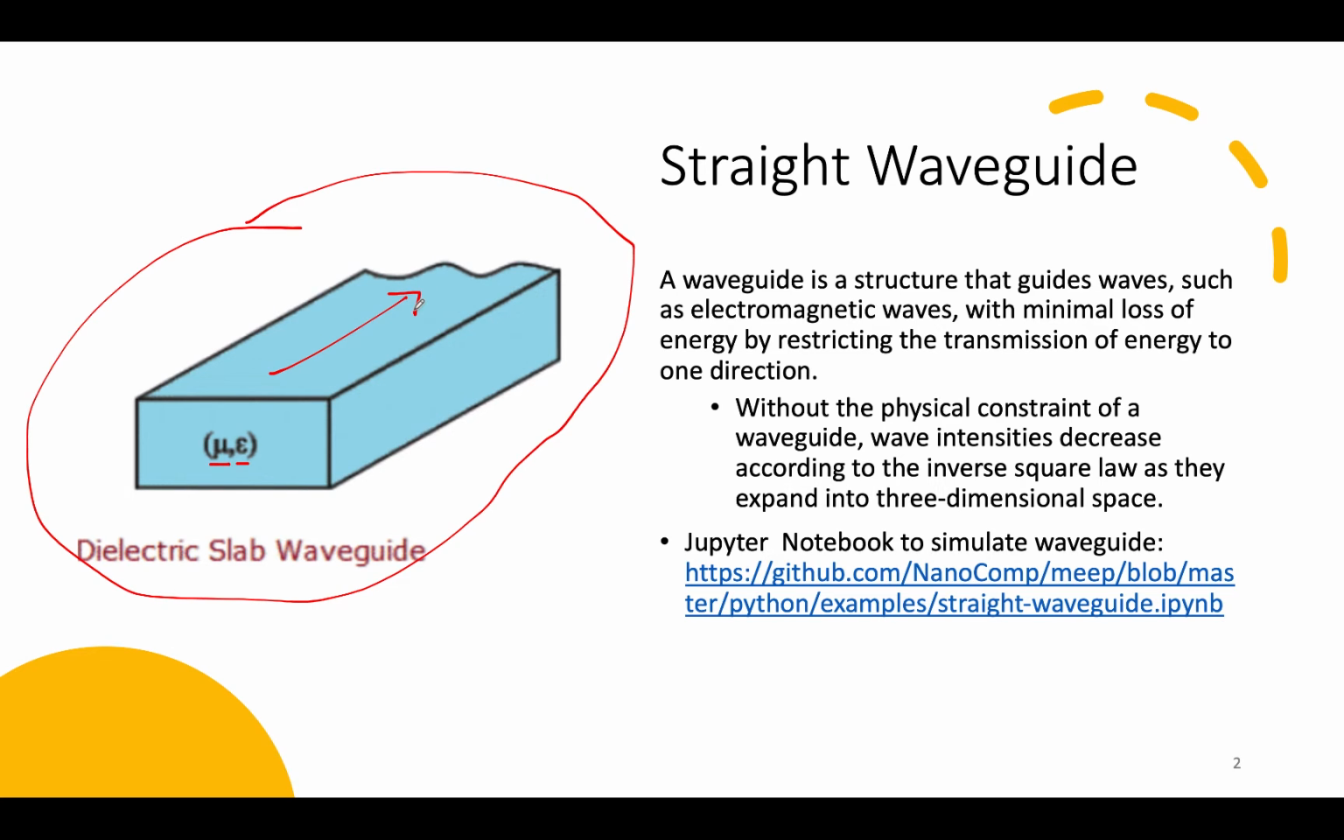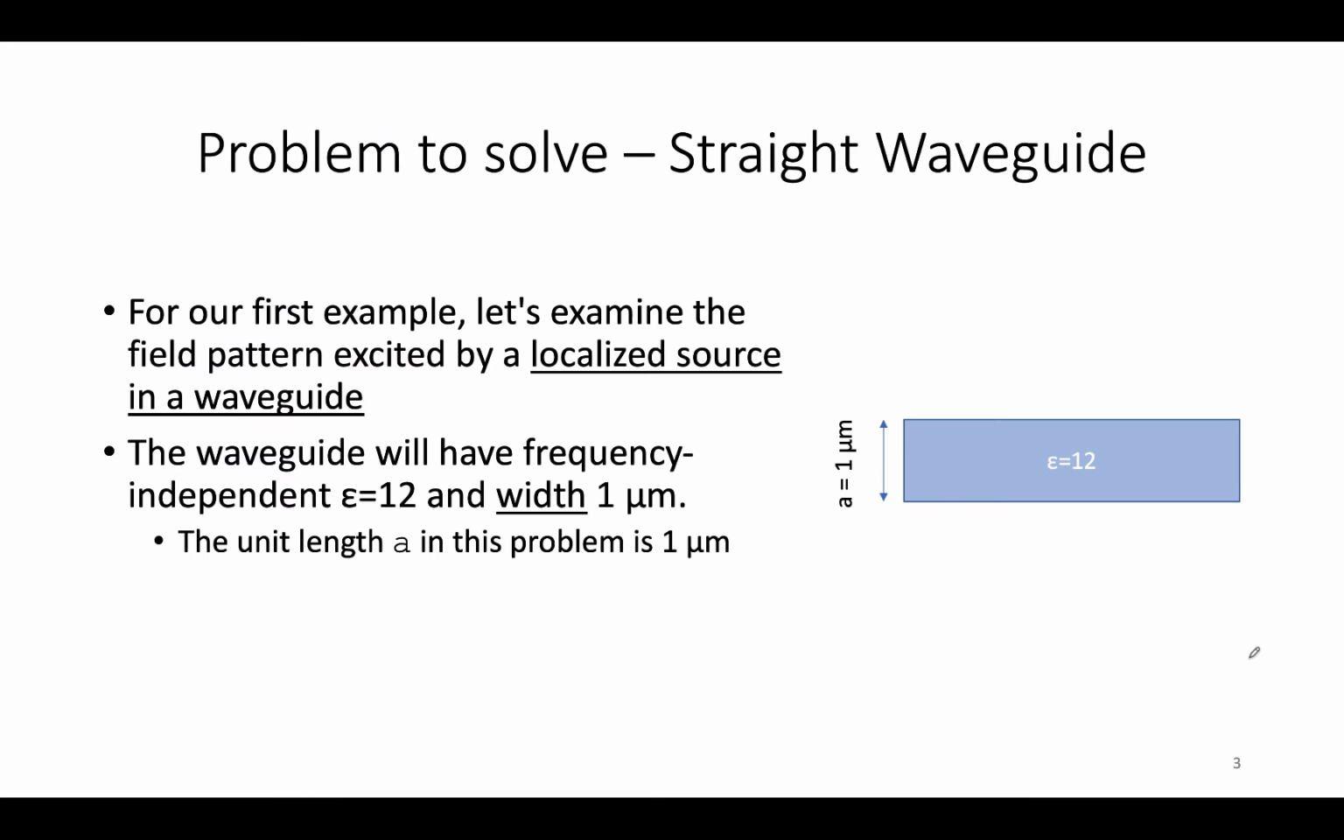Without having a waveguide and the physical constraints of a waveguide, what will happen is that the wave intensity will decrease according to the inverse square law as they expand in three-dimensional space. So we'll expand like this, and our waveguide is constrained to move along this direction. So when it comes to the MEEP simulation code, the Jupyter Notebook, Python Notebook to simulate this waveguide is available at this link. So let's see the problem we want to solve, the straight waveguide.